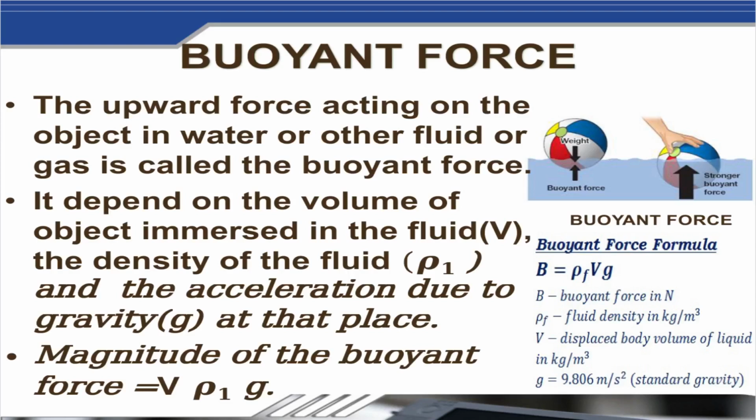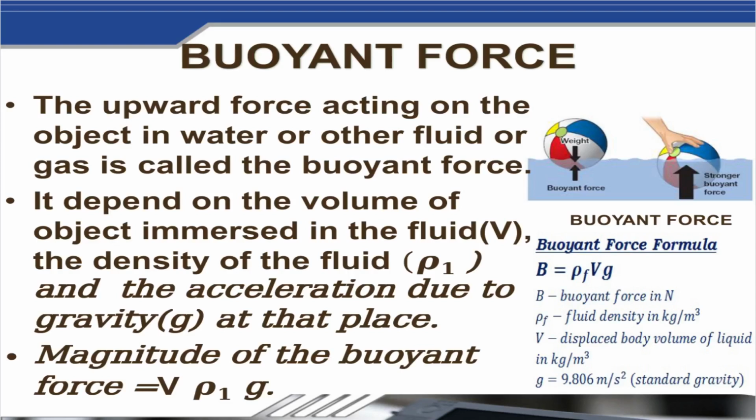Now we will see buoyant force. The upward force acting on an object in water or other fluid or gas is called the buoyant force. It depends on the volume of the object immersed in the fluid, which is denoted by V. The density of the fluid is denoted by rho F or rho 1. And the acceleration due to gravity is denoted by g at that place. Now the magnitude of buoyant force is V into rho of fluid into gravity.